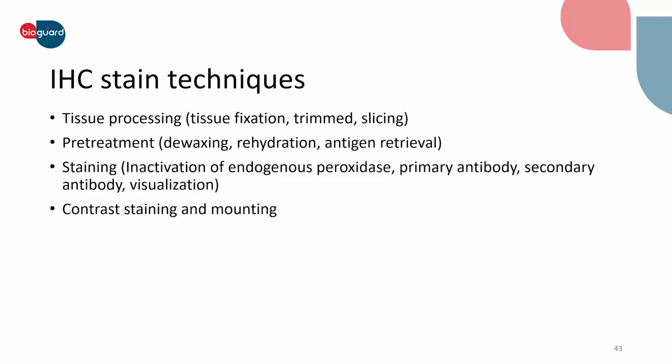Now we know what IHC does. Let's go through how it's actually done step by step. The first one is tissue processing. First, the tissue is fixed in 10% neutral buffered formalin to preserve its structure. Then the technician trims the sample, embeds it in paraffin, and slices it into very thin sections, usually about 3 to 5 micrometers. The slices are then placed on glass slides.